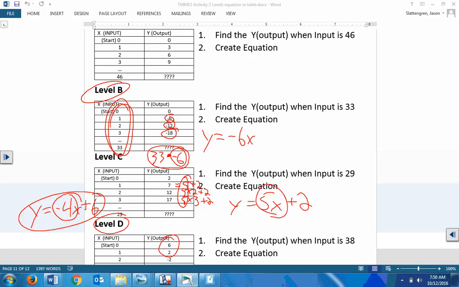So make sure you know what those slopes are. You still use multiplication, but when it goes down, you just multiply by a negative number, not a positive number.